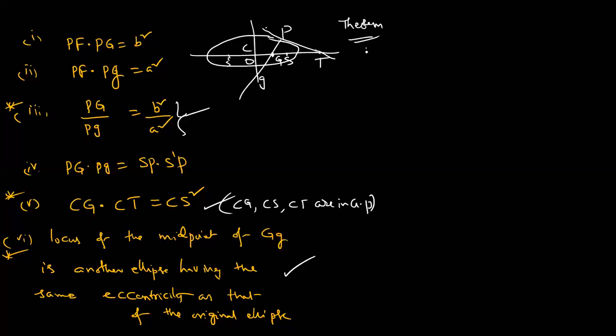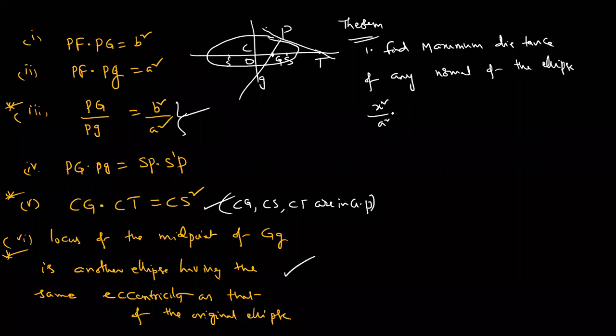Theorem-come-question, this one. It is a previous advanced question, but I'm converting it to a theorem. Find the maximum distance of any normal of the ellipse x square by a square plus y square by b square is equal to 1 from its center. I'm applying application of derivatives. This is a good question, dear students. Keep in mind a is greater than b. Solution.